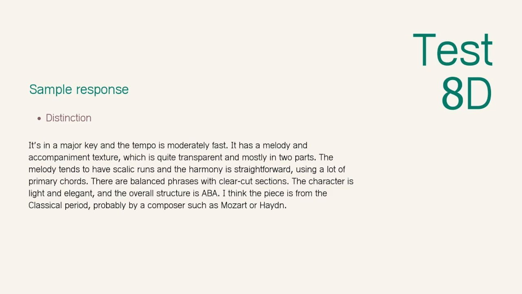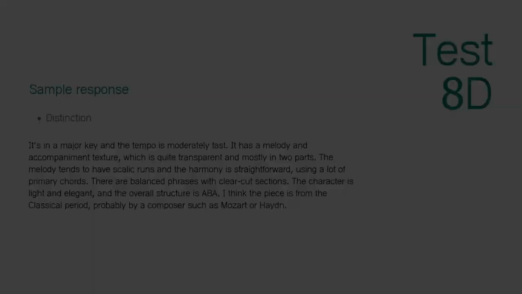And lastly, a distinction response. It's in the major key and the tempo is moderately fast. It has a melody and accompaniment texture, which is quite transparent and mostly in two parts. The melody tends to have scalic runs and the harmony is straightforward, using a lot of primary chords. There are balanced phrases with clear-cut sections. The character is light and elegant, and the overall structure is ABA. I think the piece is from the classical period, probably by a composer such as Mozart or Haydn.